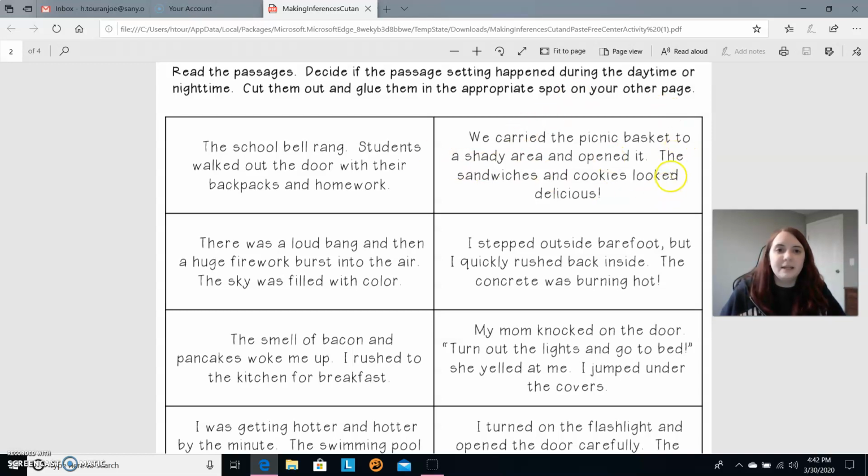Next one. We carried the picnic basket to a shady area and opened it. The sandwiches and cookies looked delicious. So our text evidence from here is, there was a picnic basket. It was in a shady area. Well, that'll help us. And then the cookies and the sandwiches. Well, using my schema, shady area means the sun must be out. That's the only way that there can be shade, which means it's daytime. So this is a really great strategy when you're reading a text that's very unfamiliar, when you're trying to understand it. That's what this skill is for. It's to understand a text more as you're reading it and use what you already know.